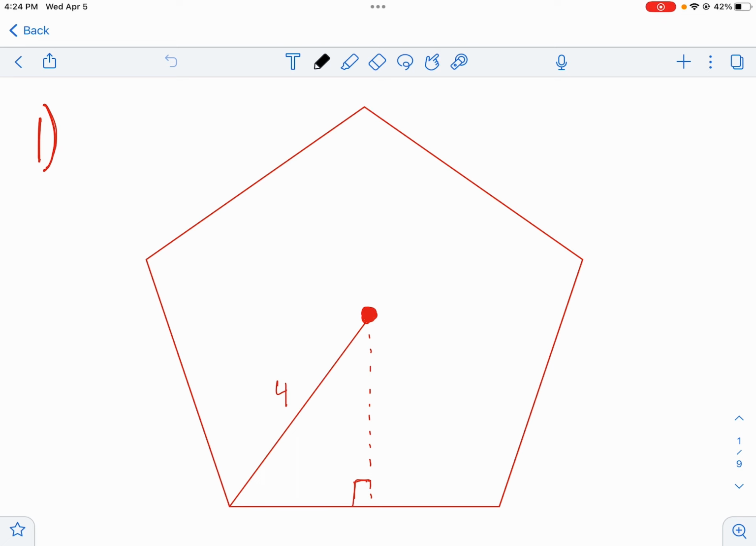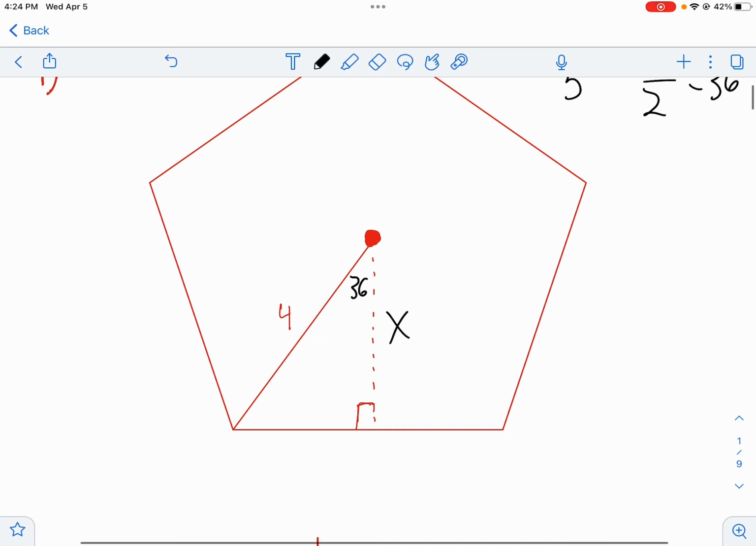So we have a regular pentagon with a radius of 4. 360 divided by 5 will give us our central angle. That should be 72. Take that and divide it by 2 to find this angle here, which is 36.